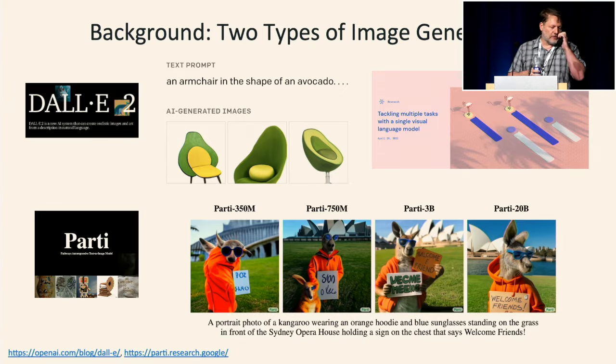DALL-E 1 was token-based, DALL-E 2 became diffusion, and lots of models that just generate images are often diffusion-based. Other models like Party and others that have really scaled up show that token-based can also work really, really well. And it's an interesting trade-off between the two in general.